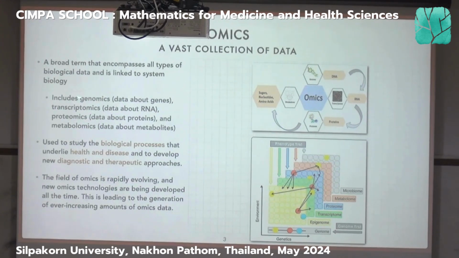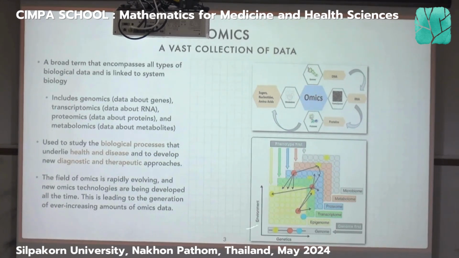It includes genomics, transcriptomics, proteomics, metabolomics. We can use it to study biological processes, and these are the processes that underlie health and disease. If we understand them, we can reproduce them, and use them to develop new diagnostics and new therapeutics. So you understand it's a very big and very important domain, evolving extremely rapidly, because the technologies for generating omics data are being developed all the time. So we have ever increasing amounts of omics data.